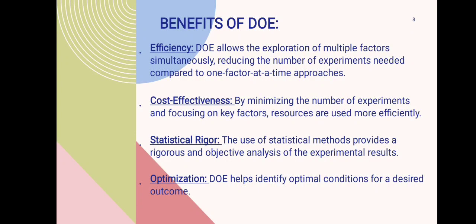Next is cost effectiveness. By minimizing the number of experiments and focusing on key factors, resources are used more efficiently. Next is statistical rigor. The use of statistical methods provides a rigorous and objective analysis of the experimental results. And lastly, the optimization. DOE helps identify optimal conditions for a desired outcome.